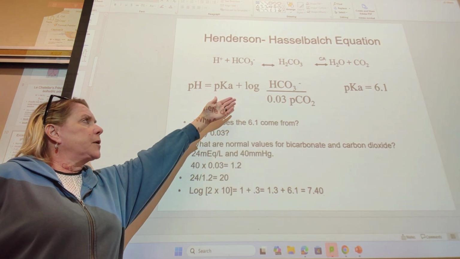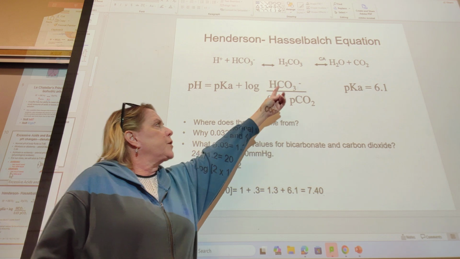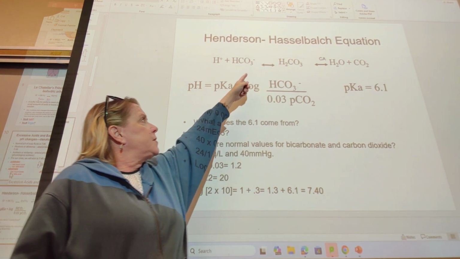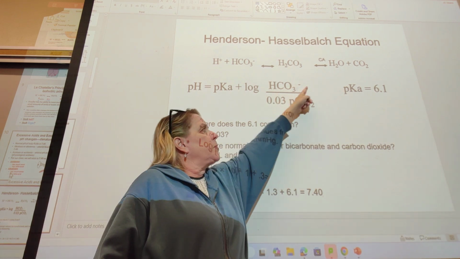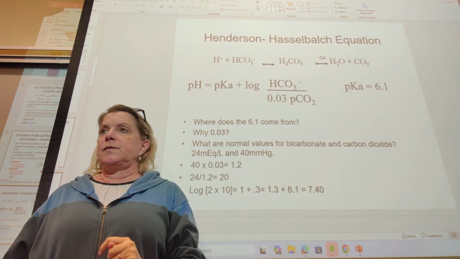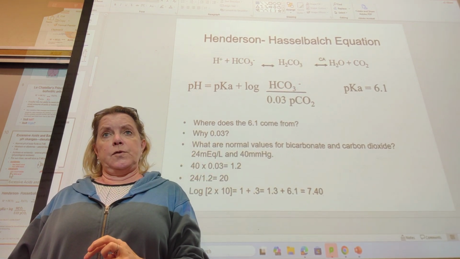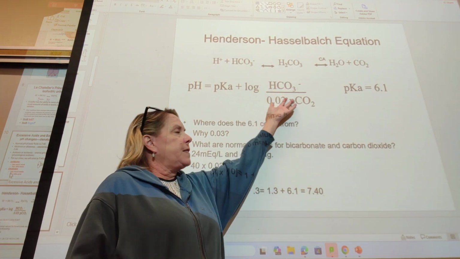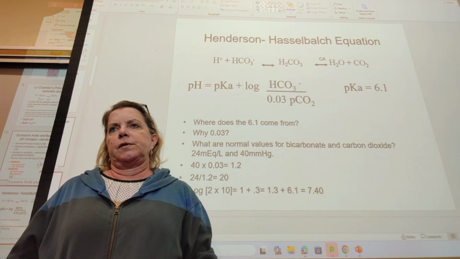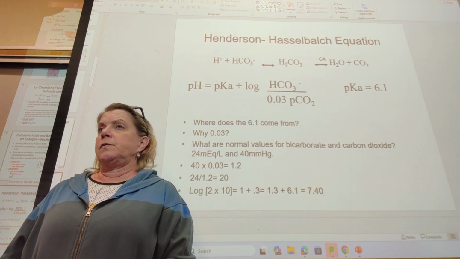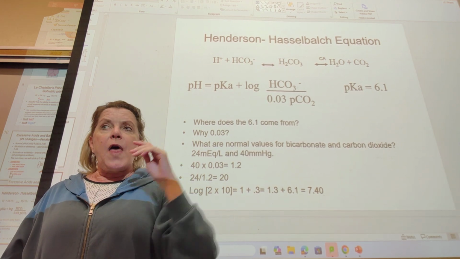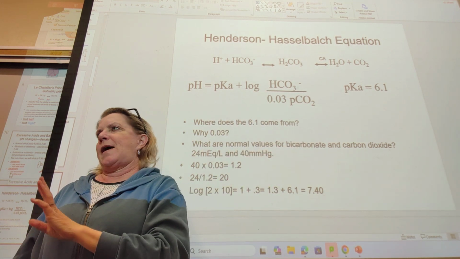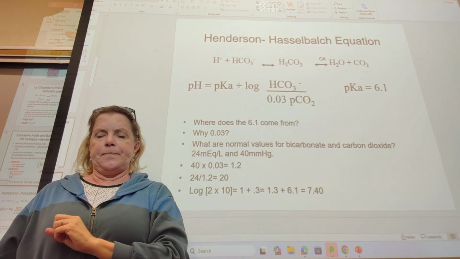Here's how you're going to work this problem. You first do your division problem, because this entire thing is going to be in parentheses. Please Excuse My Dear Aunt Sally. So we have to work everything inside first. We start with this simple division. Then we take the log. Then we add that to the 6.1.